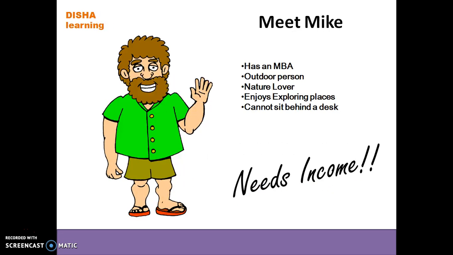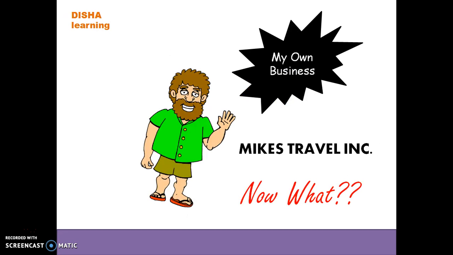Now, for Mike to continue his life in this manner, he needs to have income. Now, how does he get an income? So this is a problem that Mike faces. So Mike decides that he cannot do a 9-to-5 job because that will not help him get an income, nor does he enjoy doing that. He does not want income in that manner. So he wants to do something that he enjoys and get an income through that. So he decides that he will start his own business. So he registers a company, Mike's Travel Incorporated, and it has become an entity now.